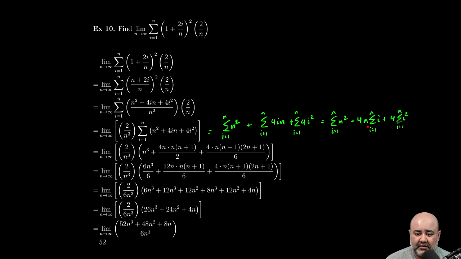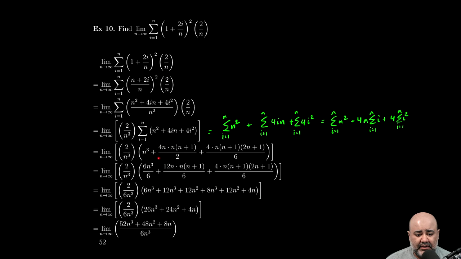That's the coefficient here. And then finally, we have 4 times the summation of i squared. Summation of i squared is n times n plus 1 times 2n plus 1 over 6. And then this 4 is the coefficient from here. It's tagging along.